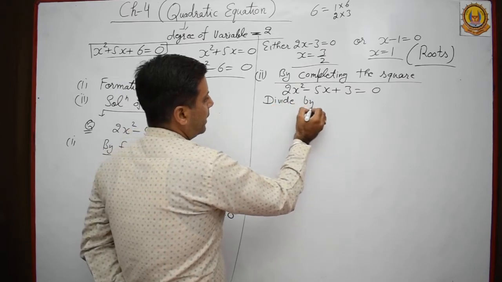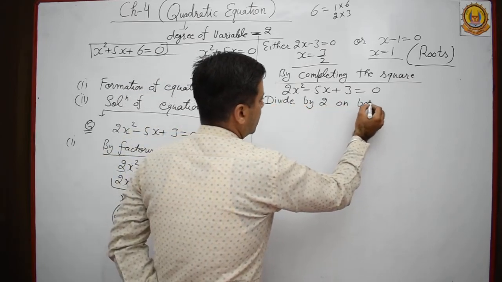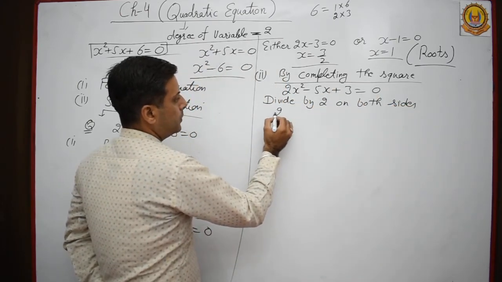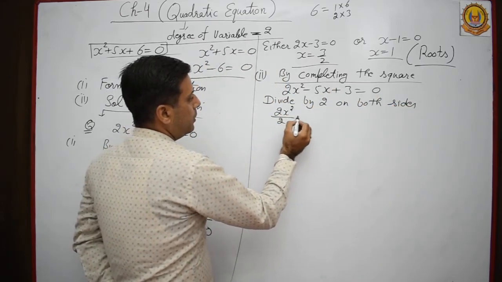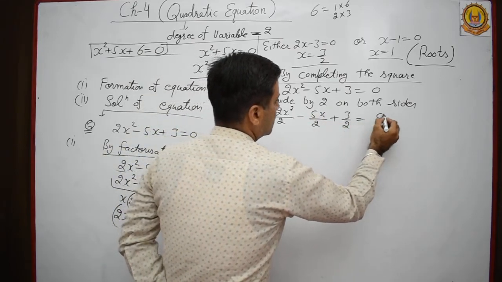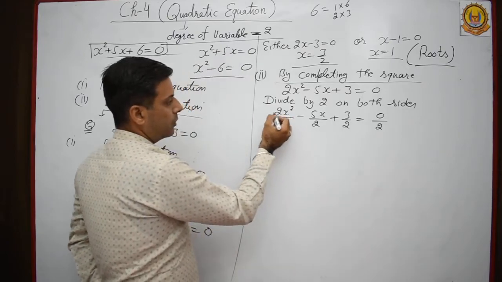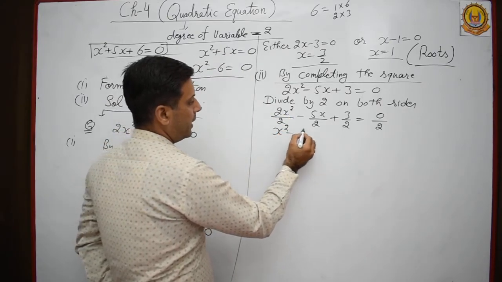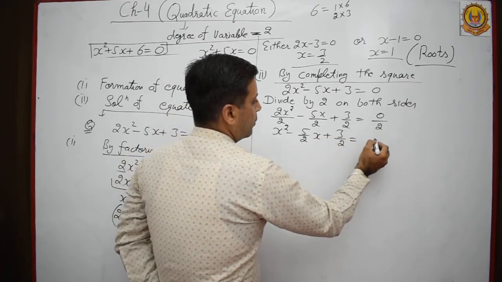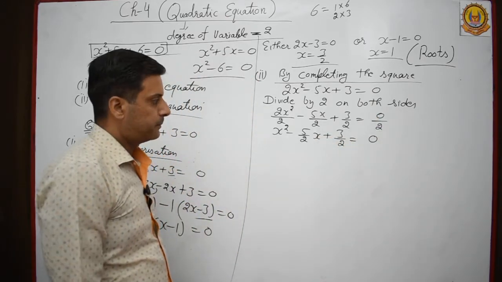Divide by 2 on both sides. So divide by 2: 2x² divided by 2, minus 5x divided by 2, plus 3 divided by 2, then 0 divided by 2. So here 2 will be cancelled by 2: x² minus 5/2 x plus 3/2, 0/2 equal to 0. This is the first step.